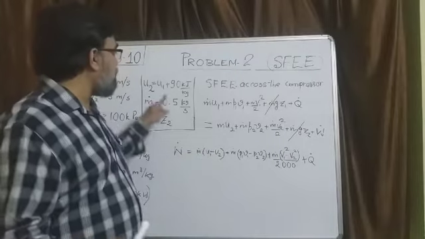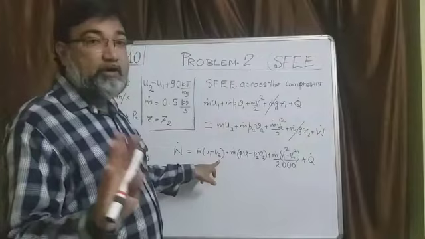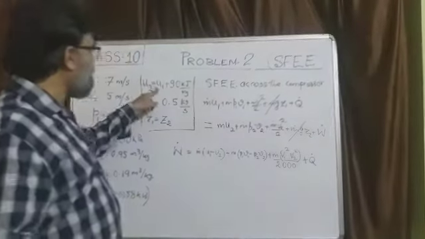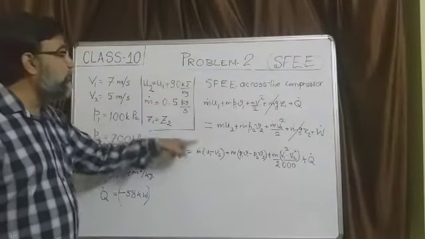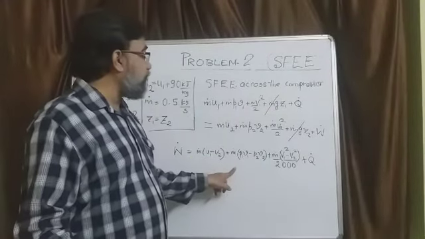u1 minus u2 is how much? Although I do not know the value of u1 and u2 separately, I know what u1 minus u2 is. u1 minus u2 will be minus 90 kilojoules per kg. So here I will write minus 90. Here I will write 0.5.